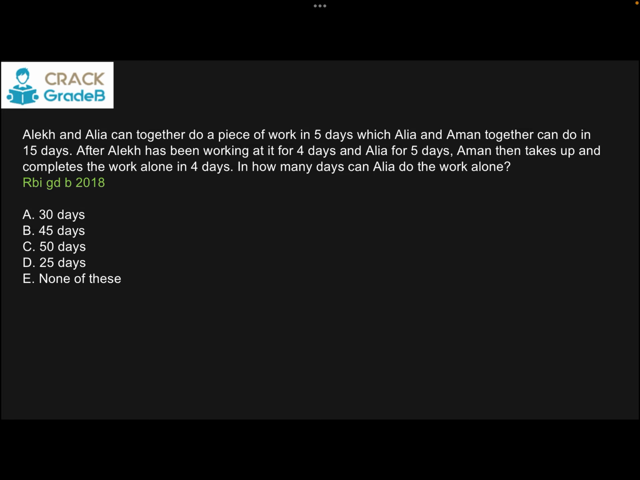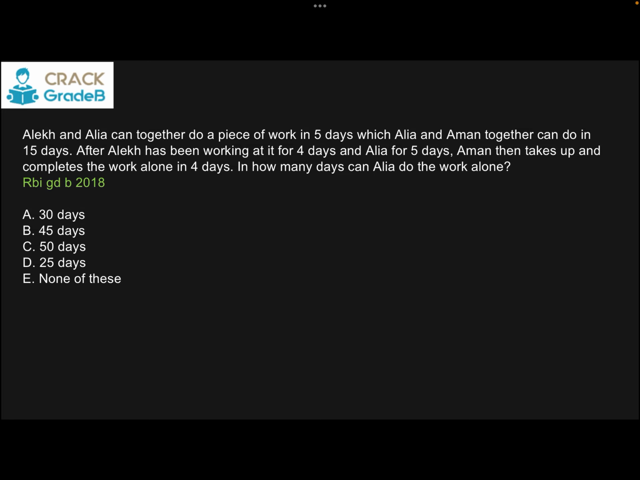Alek and Alia can together do a piece of work in 5 days, which Alia and Aman together can do in 15 days. After Alek has been working at it for 4 days and Alia for 5 days, Aman then takes up and completes the work alone in 4 days. In how many days can Alia do the work alone?